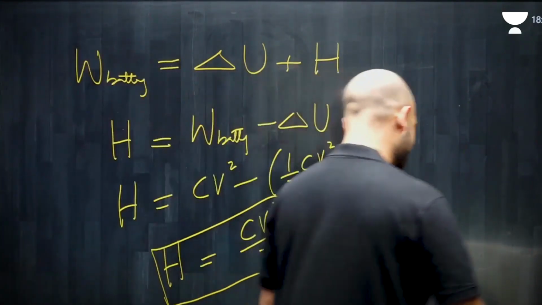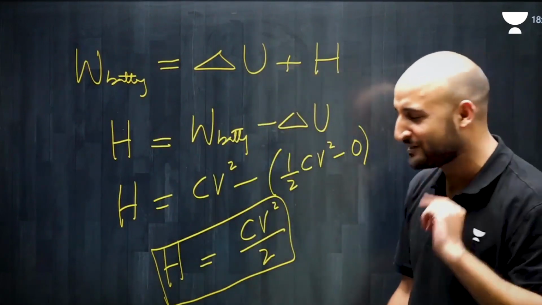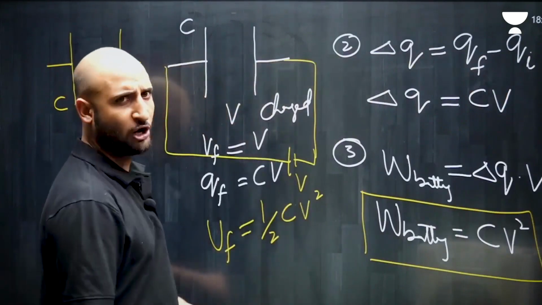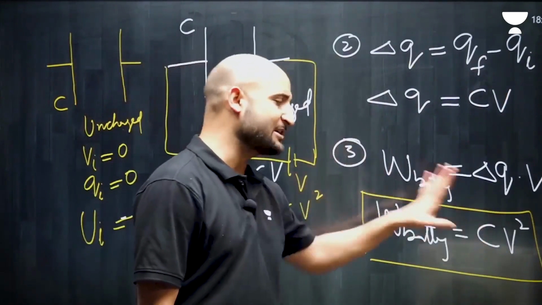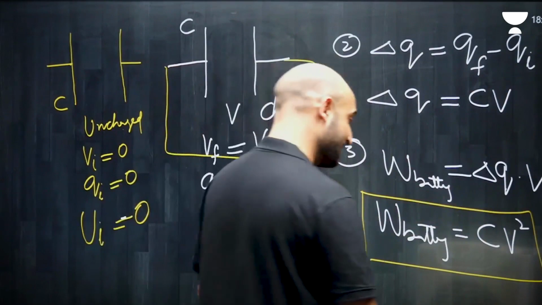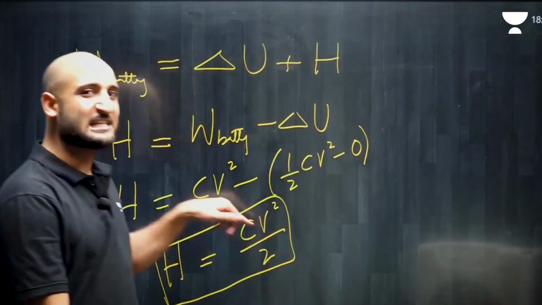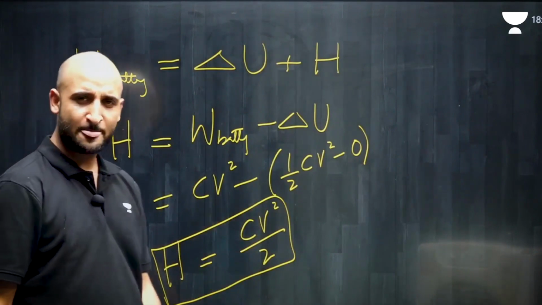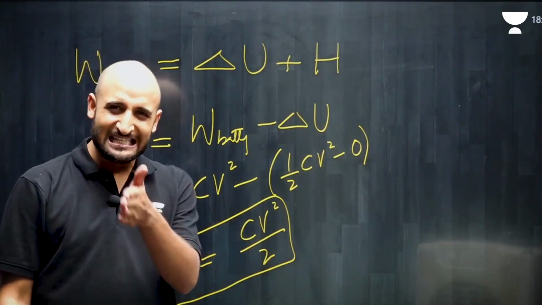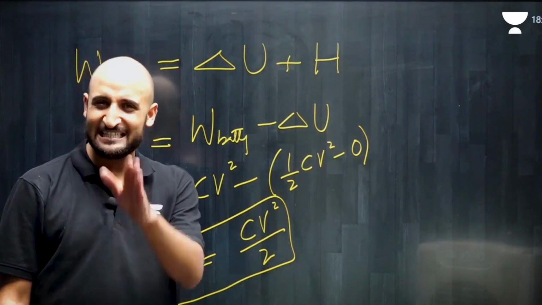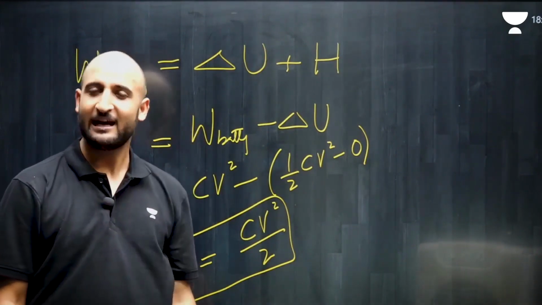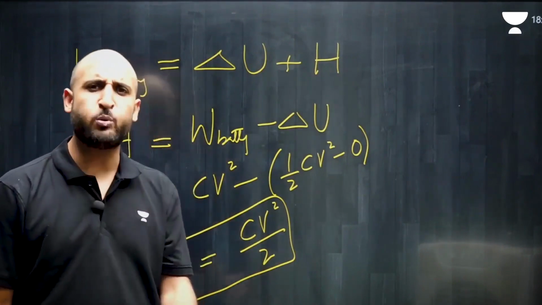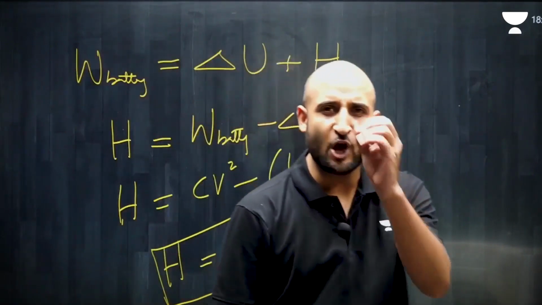One important, interesting thing I will tell you here. What is the work done by the battery, or what's the energy supplied by the battery? CV square. Right. What is the heat dissipated in the circuit? CV square by 2. What exactly does that mean? Half of the energy supplied by the battery is dissipated as heat. And let me tell you guys that it always happens. Irrespective of what kind of question you talk about, this will always happen.